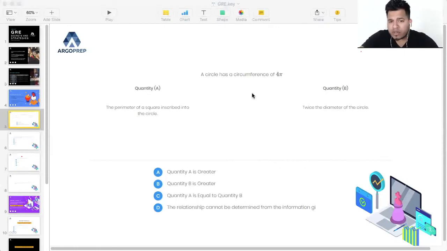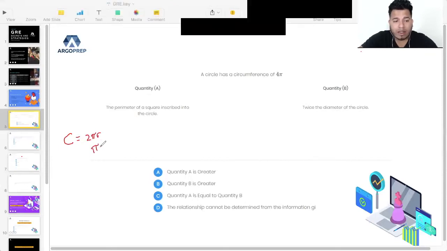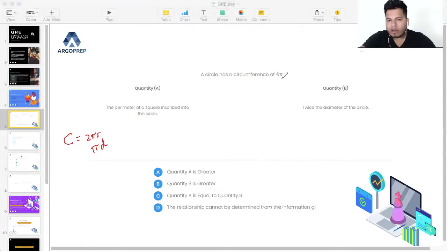So the circumference of the circle here is 4 pi. We know the formula. Circumference is equal to 2 pi r, or pi times the diameter, either or. Right here, 4 pi. If C is equal to 4 pi, that means that the diameter here is 4. So d is equal to 4, and quantity B states twice the diameter of the circle. All right, what's twice of 4? 4 times 2 is 8. Fantastic. As you can see, this is pretty simple mental mathematics, right? I think everybody in this room can agree that this is a very straightforward mental mathematical calculation.